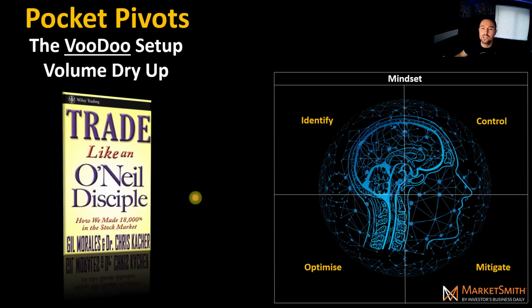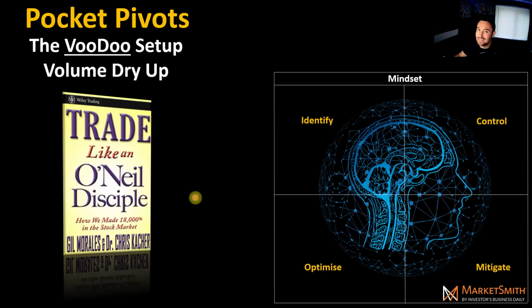Okay, this one's going to be good. This is my favorite breakout setup when thinking about creating asymmetric risk to reward trading opportunities, which is just a fancy way of saying risk a little to try and make a lot. It is a play on the pocket pivot Voodoo setup that you can read about in Trade Like an O'Neill Disciple by Gil Morales and Chris Kacher.